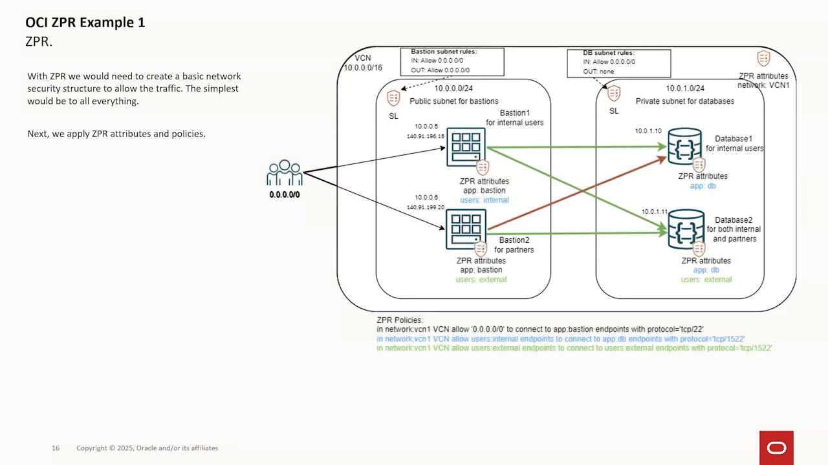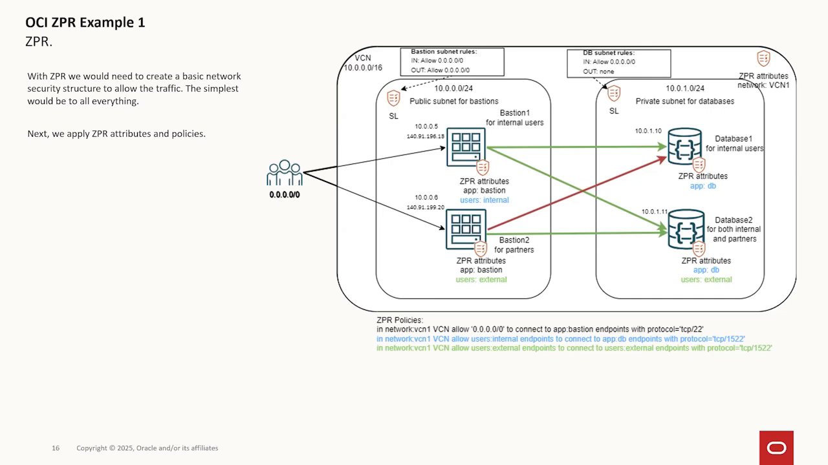We then come on with Zipper, and we, as Muhammad showed, apply Zipper attributes to the resources, and we create Zipper policies. So I try to color code it a little. The internal bastion has the attribute users internal. The external bastion has the attribute users external. And then the databases are a little different. Both databases have the attribute appdb, but only the database meant for external access has users external.